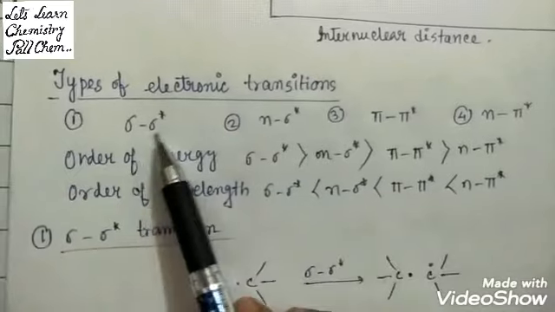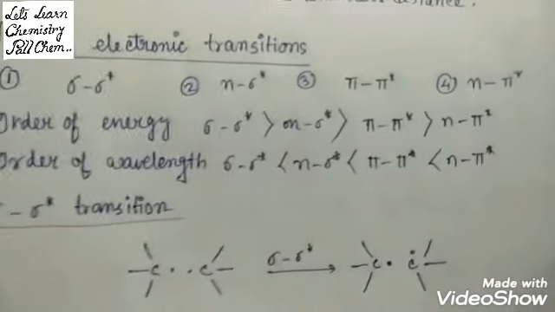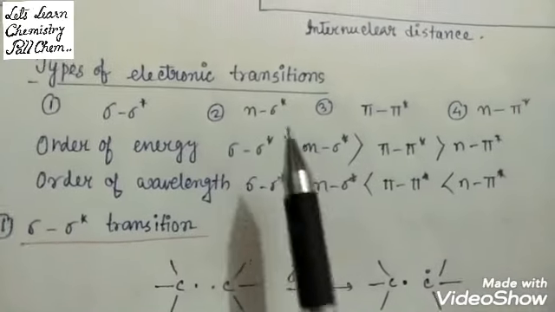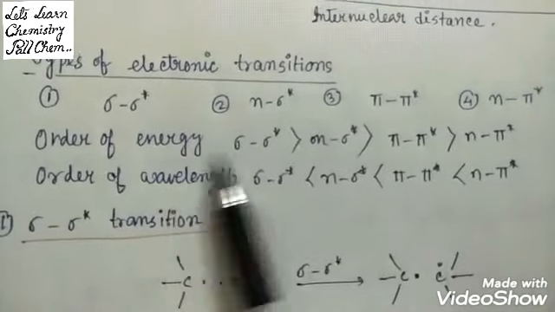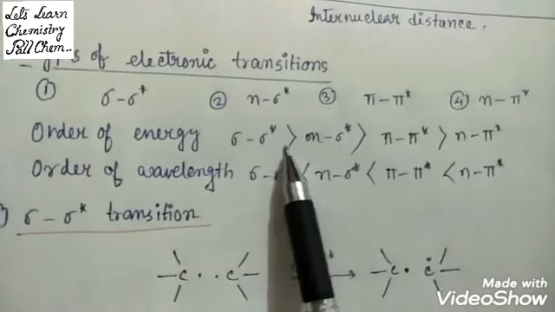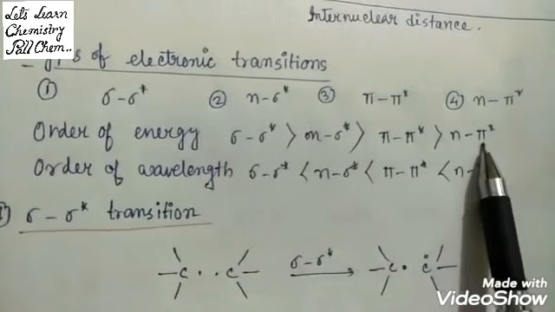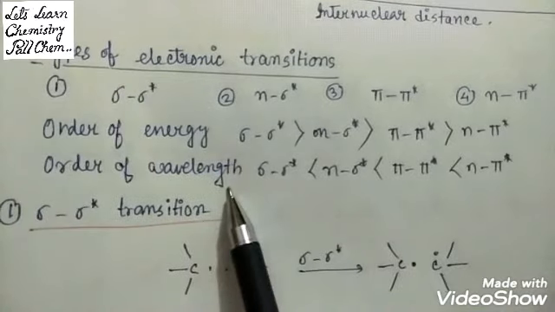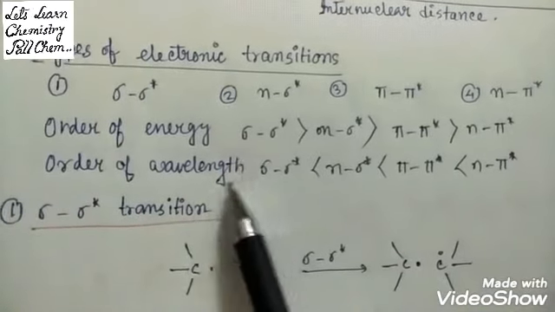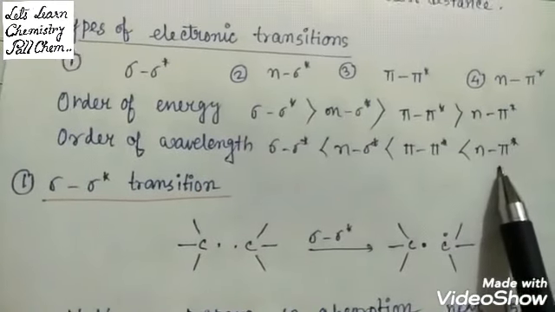And here the sigma bond is a very strong bond, so the energy required for the electronic transition is very high. The order of energy is sigma to sigma star greater than n to sigma star, then pi to pi star, then n to pi star. And since energy and wavelength are reciprocal to each other, the order of wavelength will be in the reverse order, that is, n to pi star has the longest wavelength.